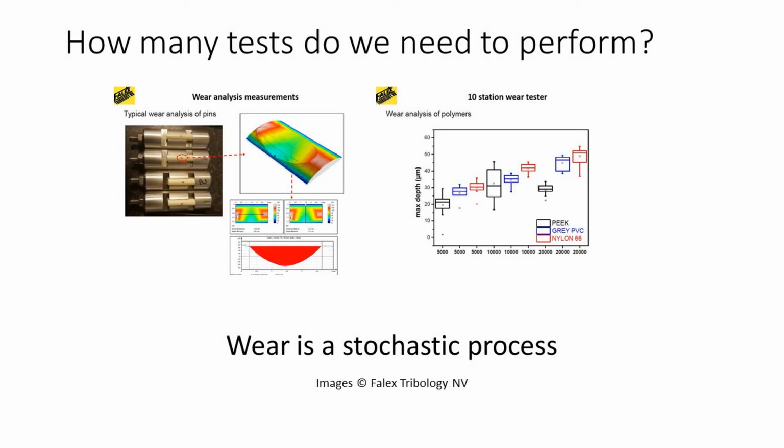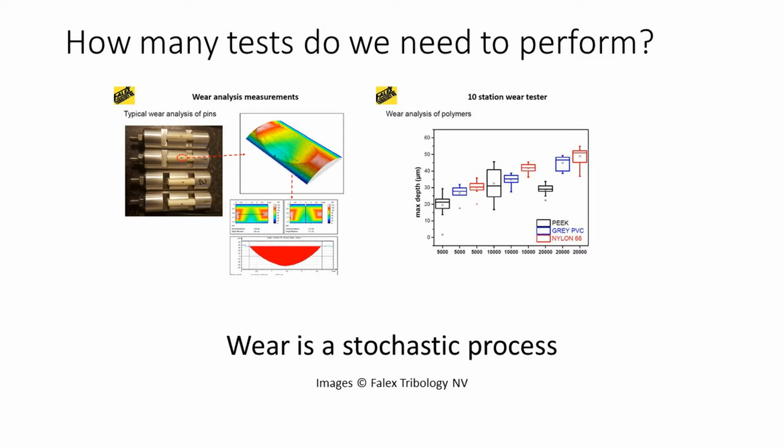So, how many tests do we need to perform? Wear is a stochastic process. This is obvious with rolling contact fatigue and fretting, but also applies to sliding and sliding rolling contacts. The following example, albeit a dry sliding contact, data courtesy of FIMechE Tribology MV, illustrates the point well. 10 samples each of 3 different polymers were run simultaneously against a steel counterface using a cross-cylinder geometry. This was performed on a 10-station machine.